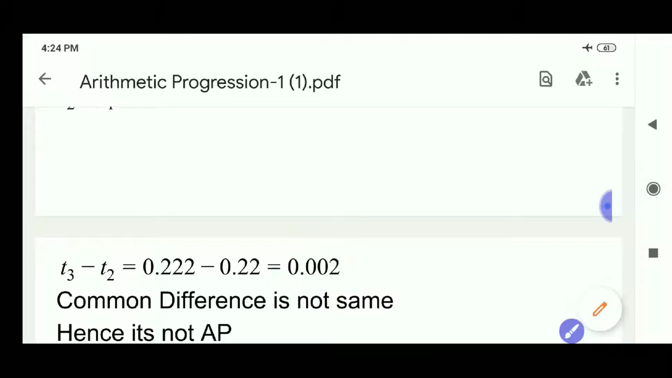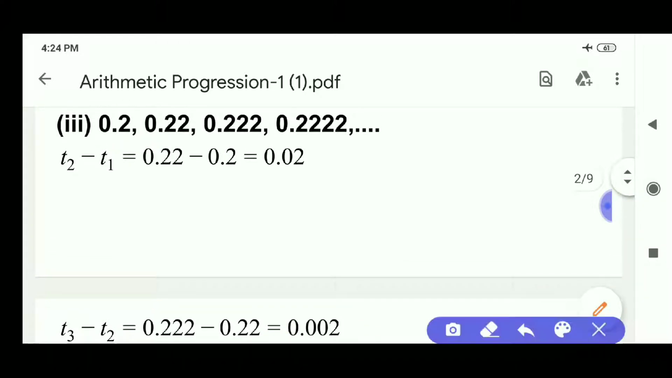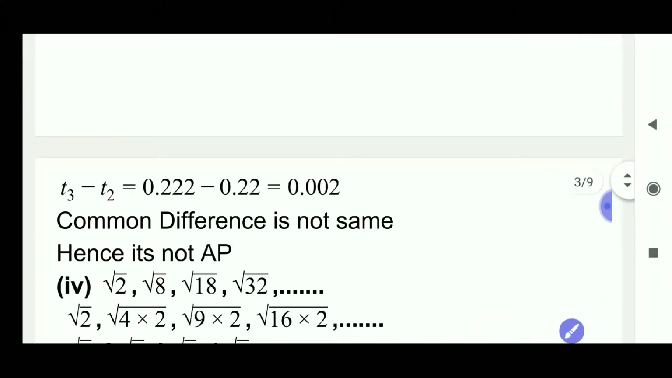Similarly, third term minus second term is 0.002. Observe these two. First one we get 0.02 and here 0.002. They are not equal. So common difference is not same. Hence it is not arithmetic progression.